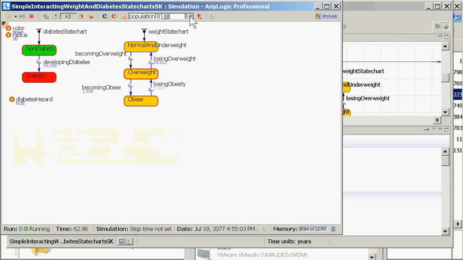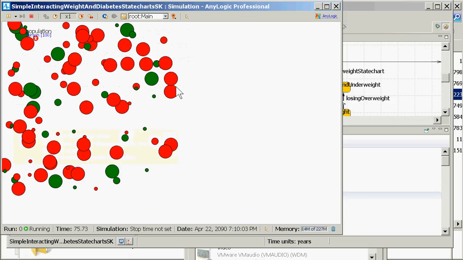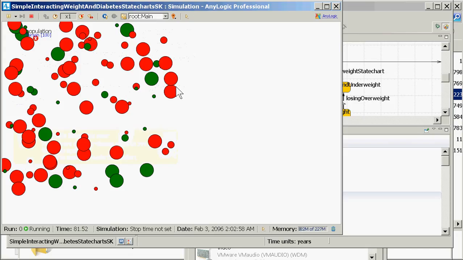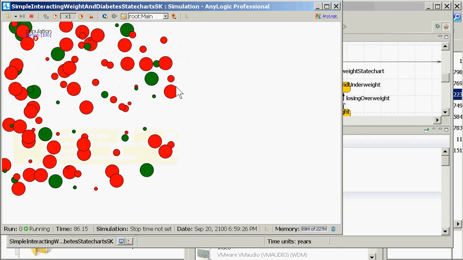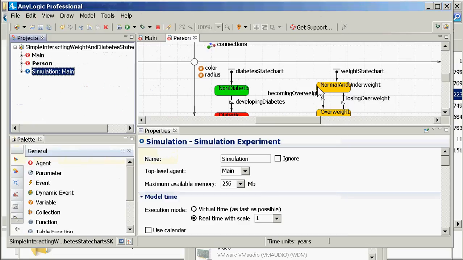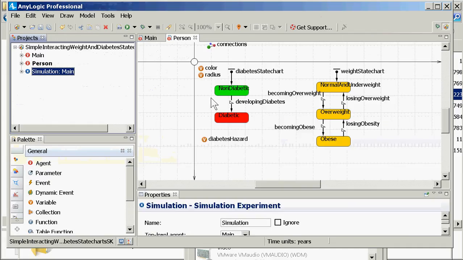So here we have a situation where, at a population level, we've captured the interaction of two conditions. We've captured one dynamic risk factor, weight, in its function as a risk factor for a separate factor, diabetes status. So here we have a one-way transition where essentially the weight status influences the diabetes.